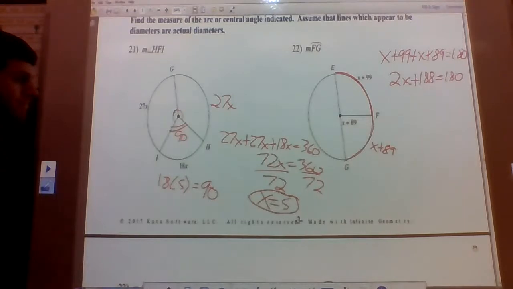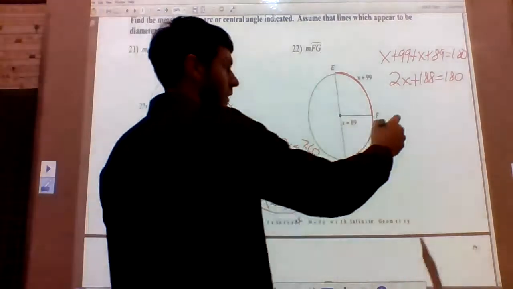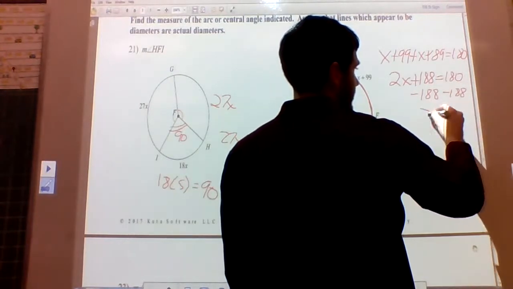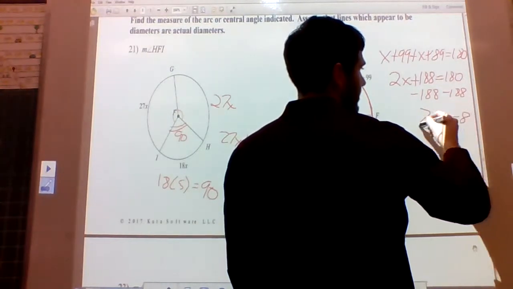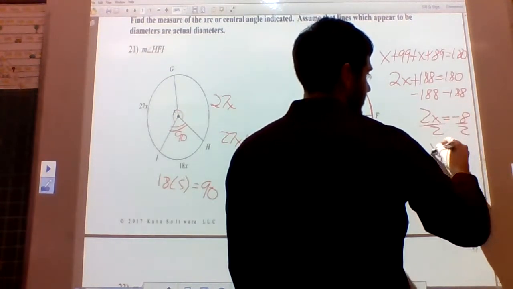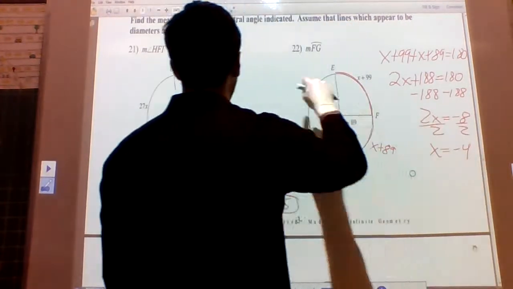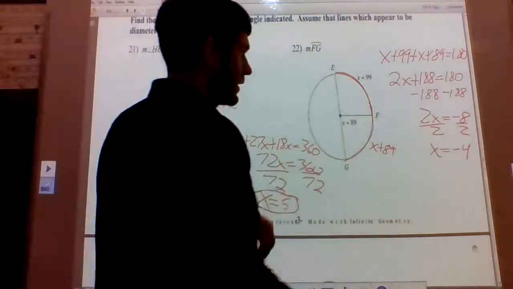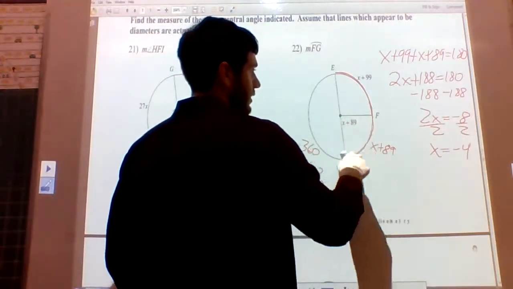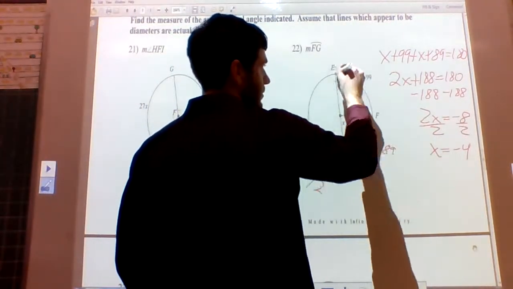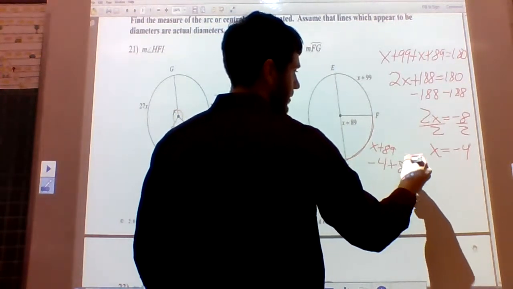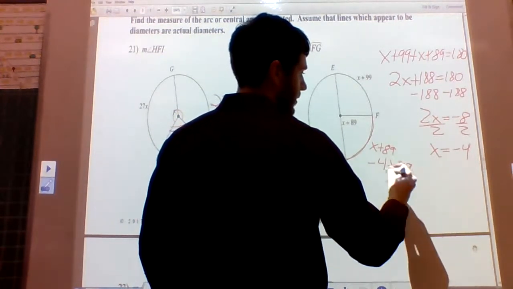Okay. So over here, it's fine. We get a negative x, 188. We get 2x equals negative 8, divided by 2, x equals negative 4. We want the measure of arc FG, which is this one. So negative 4 plus 89 is going to give us 85.